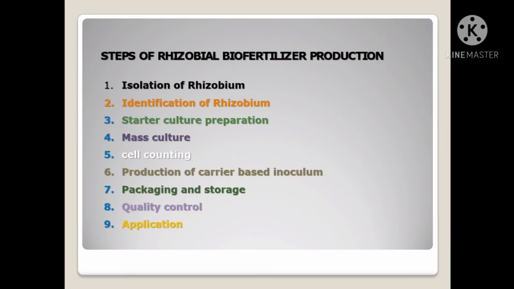There are different steps involved in the production of rhizobial biofertilizer. It includes merely 9 steps. First, isolation of rhizobium, identification of rhizobium, starter culture preparation, mass culture preparation, cell counting, production of carrier-based inoculum, packaging and storage, quality control, and the last process is application.